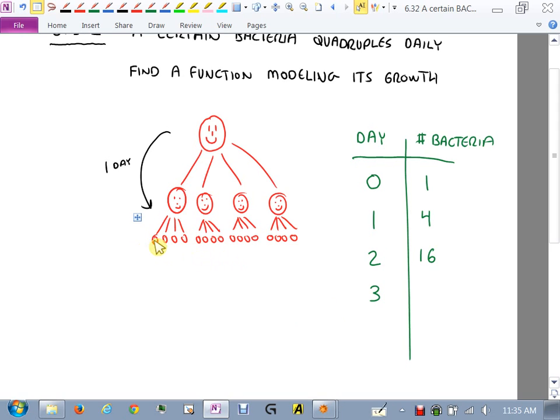64. So each one of these would have 4, right? Is that right? 64. Does anybody see that this is an exponential function? This is 4 to the first power, 4 squared, 4 cubed, right? 4 times 4, 16, times 4 again is 64. And then the first one was 4 to the 0.